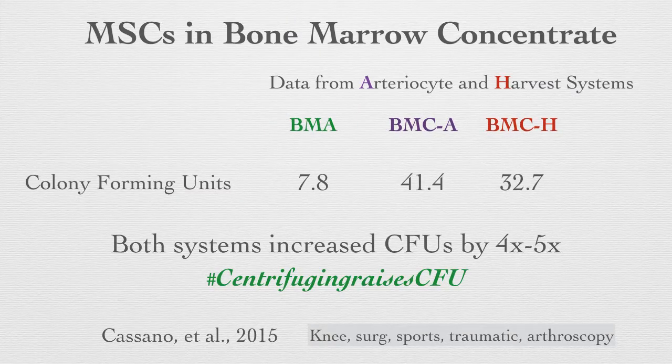In terms of CFUs, or colony forming units, the bone marrow aspirate averages 7.8 in this study. You can see that after centrifuging, we've increased our CFU count by 4 to 5 times in both of these systems. So clearly, centrifuging raises your cellular content if that's what you're interested in clinically.